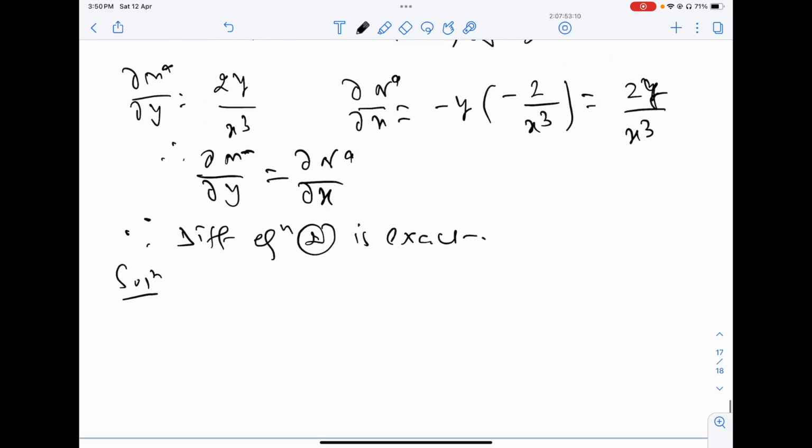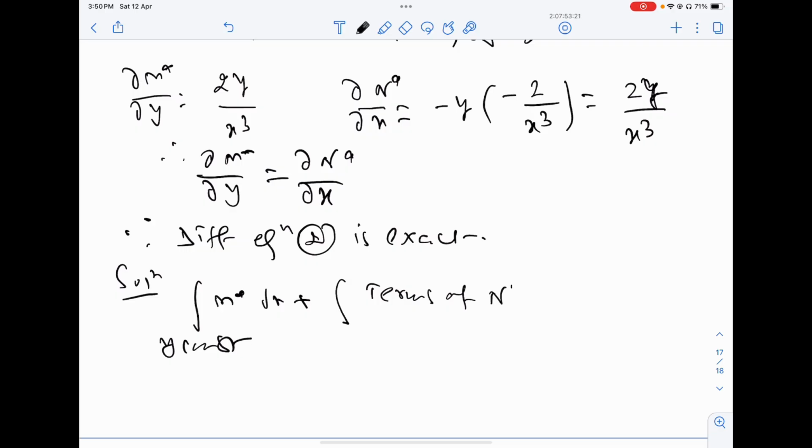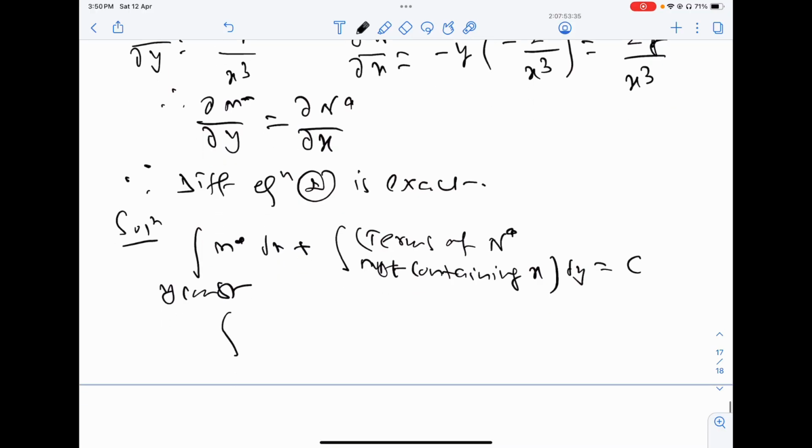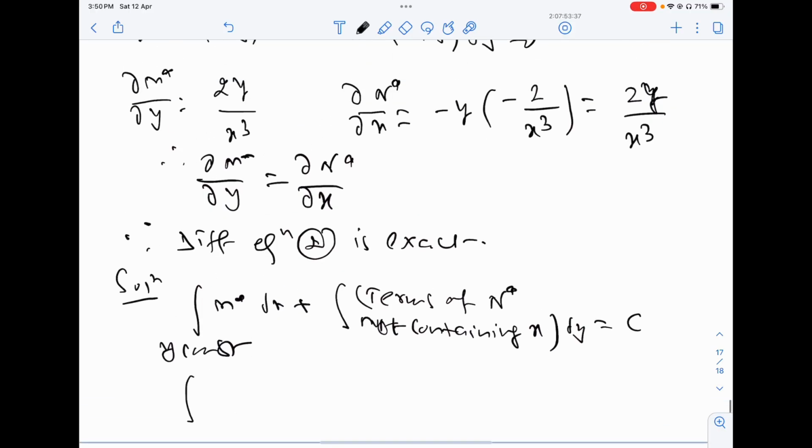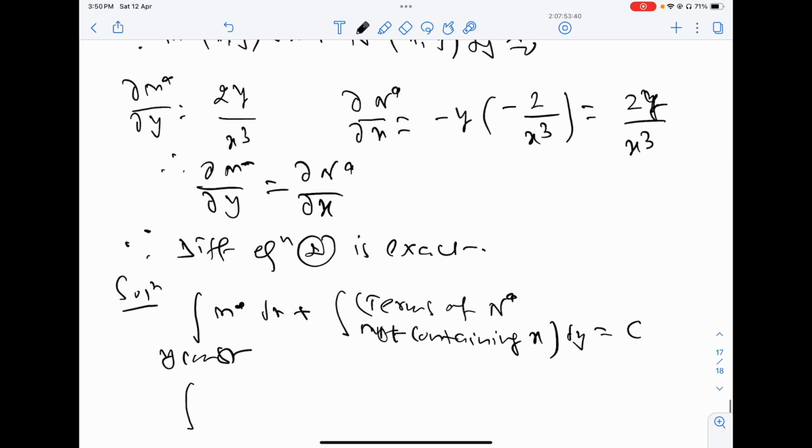So the solution is the integration of M with y constant dx, plus the terms of N not containing x, dy, equal to c. So the integration of this is y square over x cube.